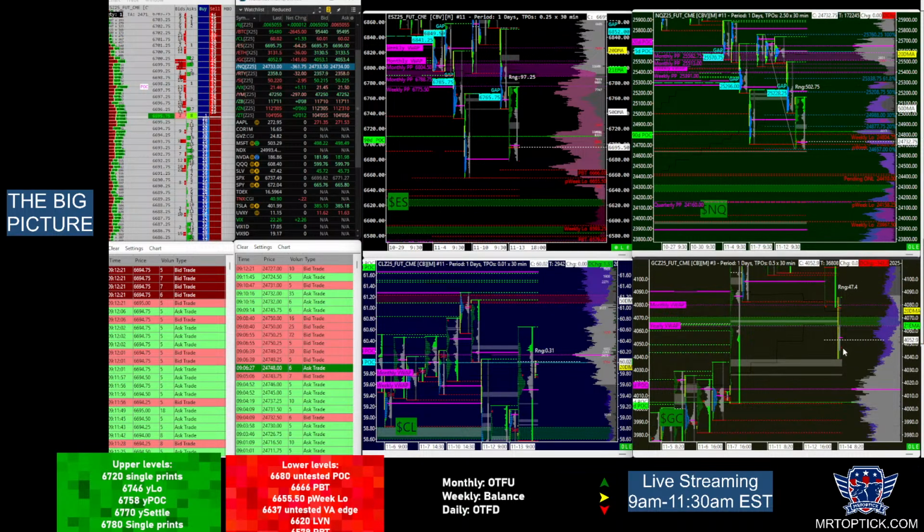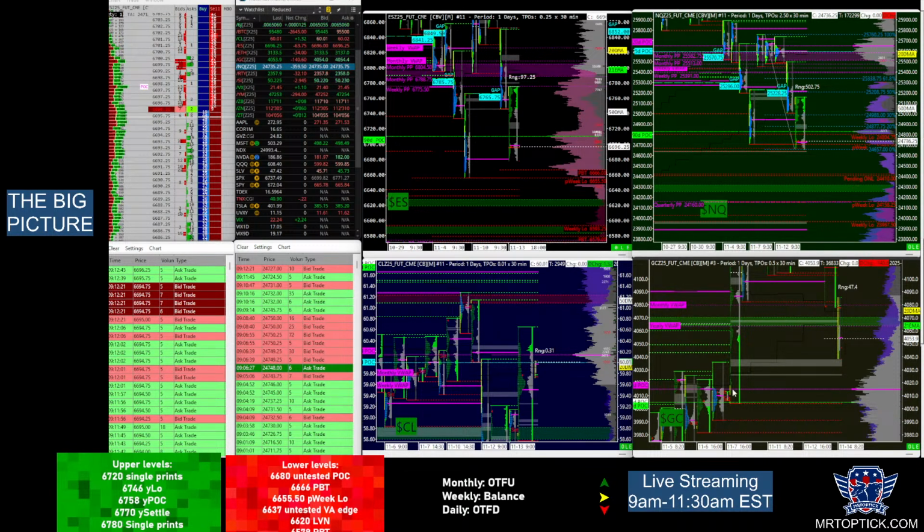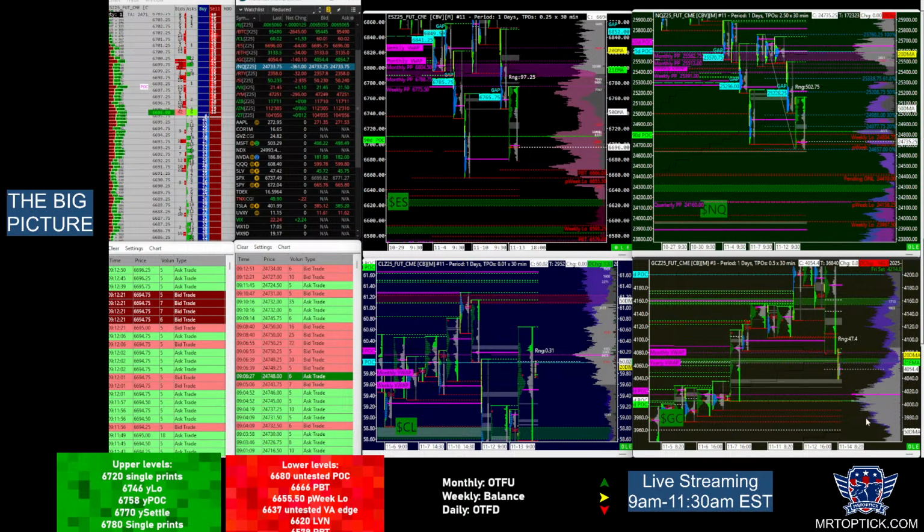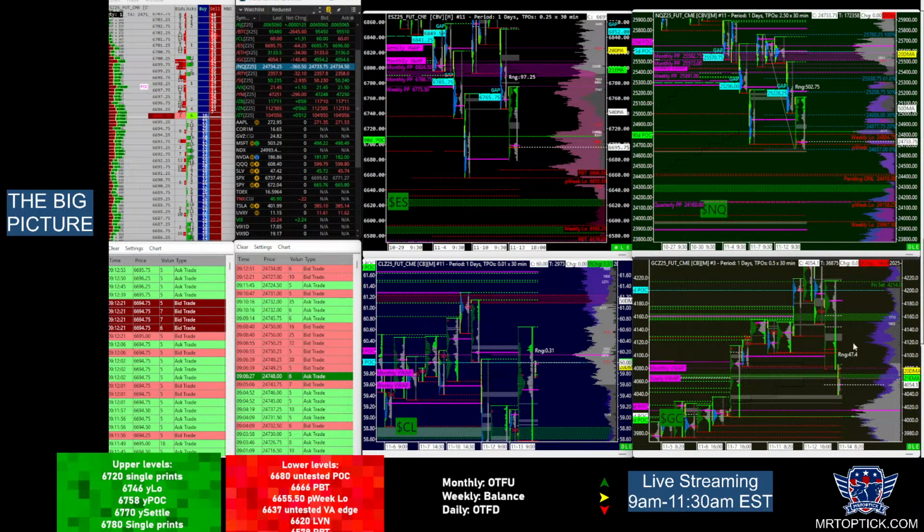If it breaks below these lows and fills those single prints, the target below is 4015. That's the 20-day point of control, which is still there. Value hasn't been able to successfully move higher.